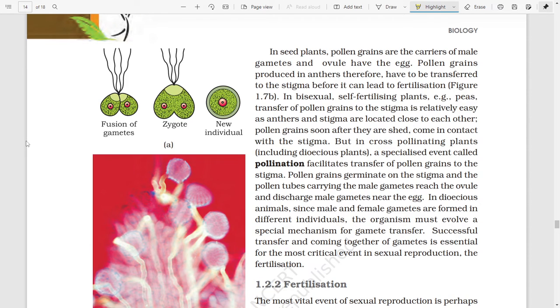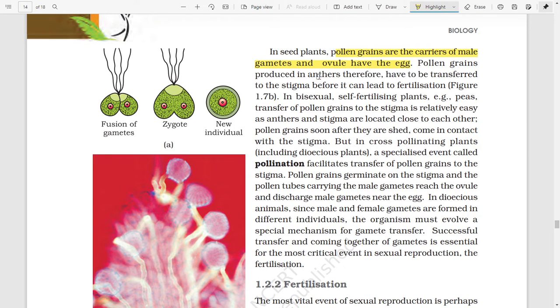In seed plants, pollen grains are the carriers of male gametes and the ovule has the egg. Pollen grains are produced by the anther, therefore they have to be transferred to the stigma before it can lead to fertilization.